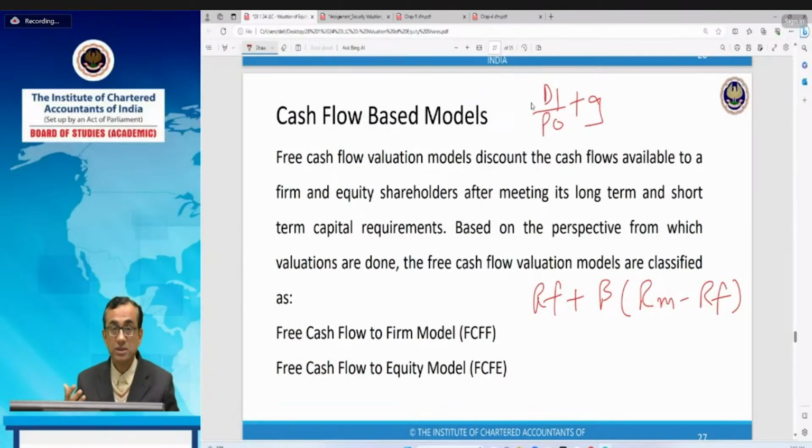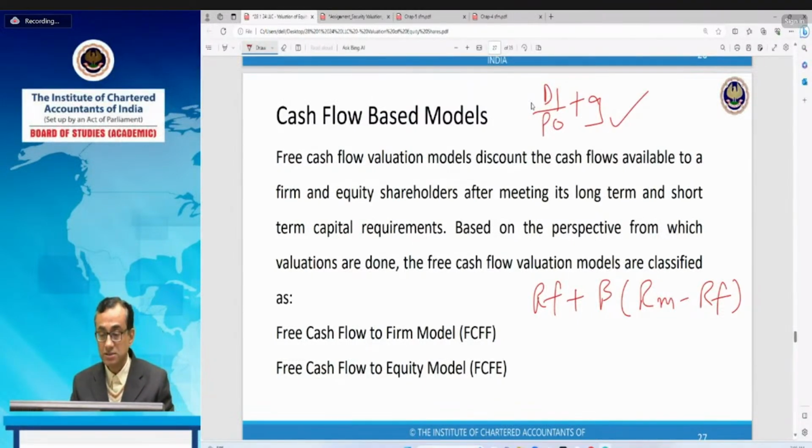Now, which method to use? Generally, where the company is following a continuous dividend policy, paying dividend for a continuous period of time, the discount rate used is from Gordon's dividend discount model.